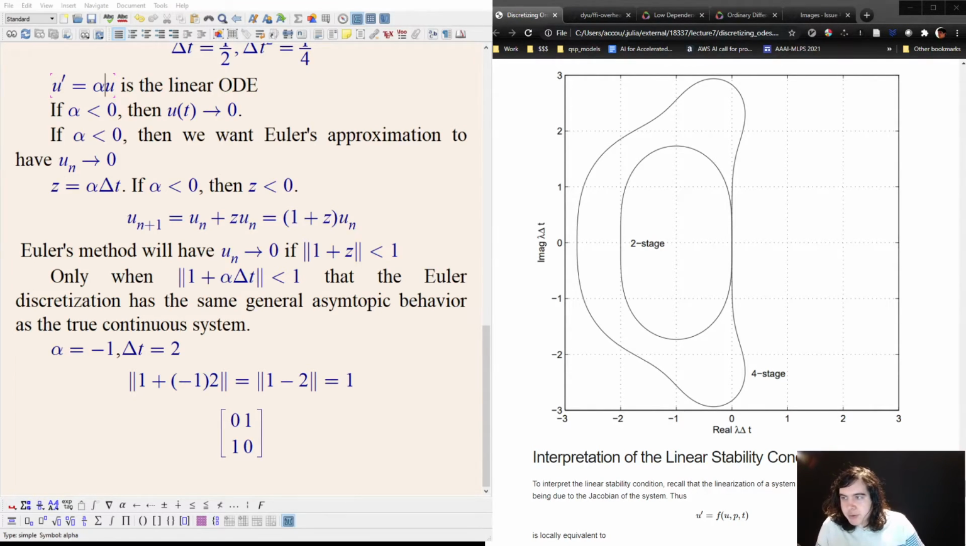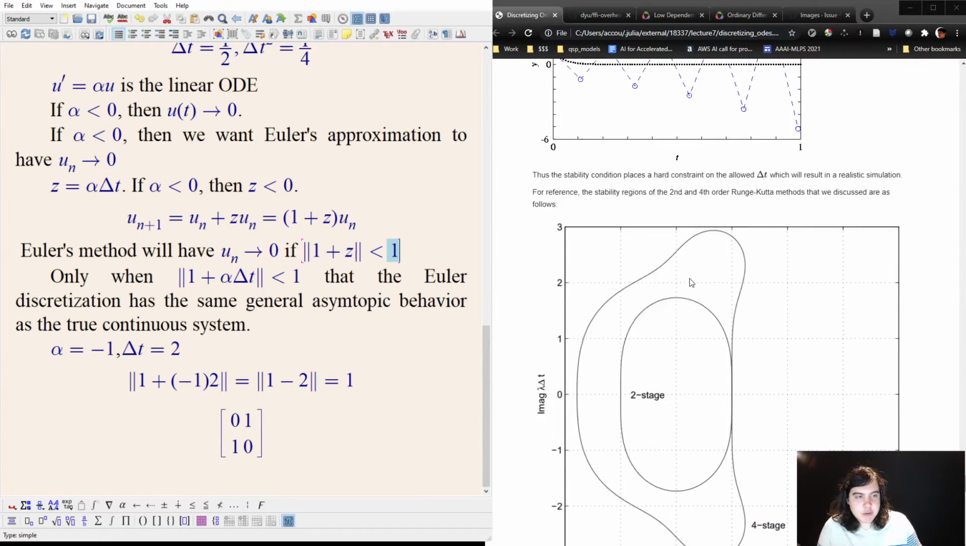This image is showing the stability region of the second order method that we derived and the Runge-Kutta fourth order method. And you can see that there is a difference between them, right? So the Euler method is, remember, it's the shifted unit circle, right? It's the equation given by norm of 1 plus alpha delta t, or 1 plus z, less than 1, which is just the shifted unit circle.